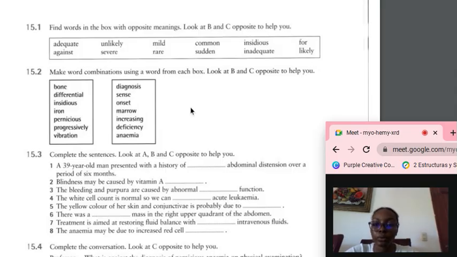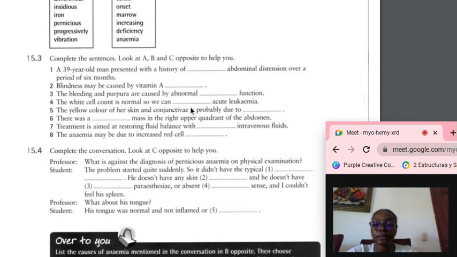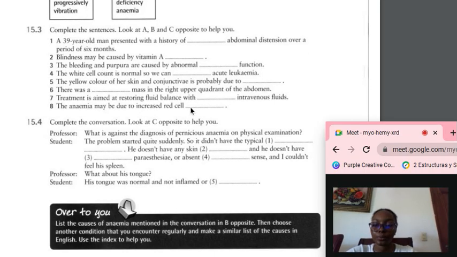Bone, differential, insidious, iron, pernicious, progressively, vibration, diagnosis, sense, onset, marrow, increasing, deficiency, anemia. Complete the sentences. Look at A, B, and C opposite to help you.